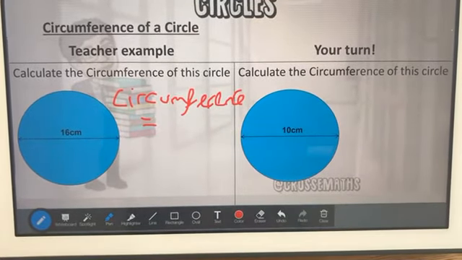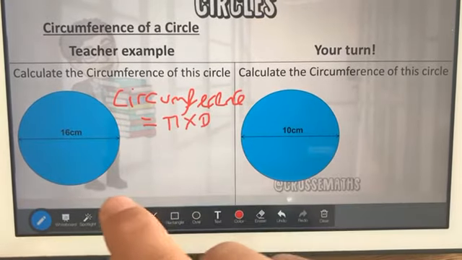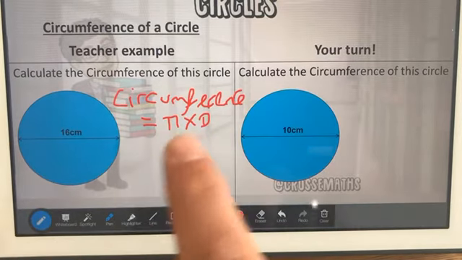Circumference of a circle equals, the formula for that is pi times diameter. Now, diameter is the line all the way across the circle, okay? That's really important. If you're only going halfway across the circle, that's the radius. Okay, diameter is all the way across, radius is halfway. Now, you will need a calculator again.